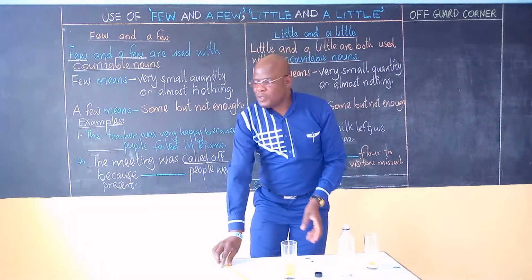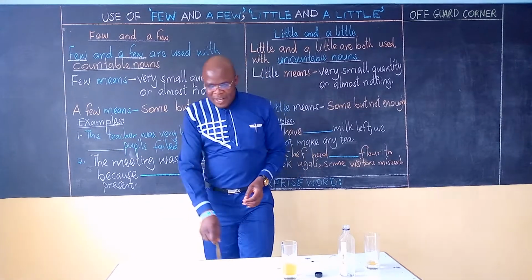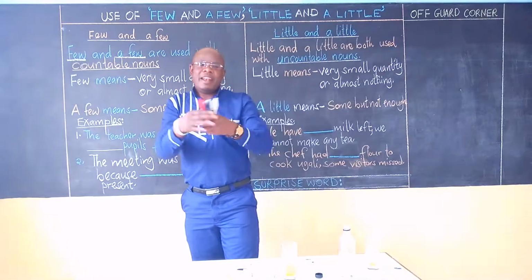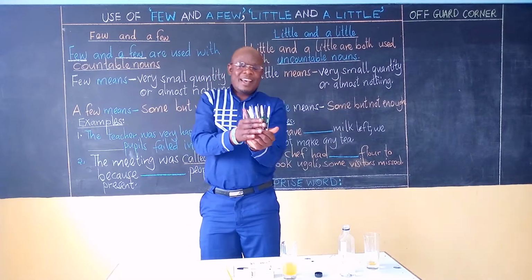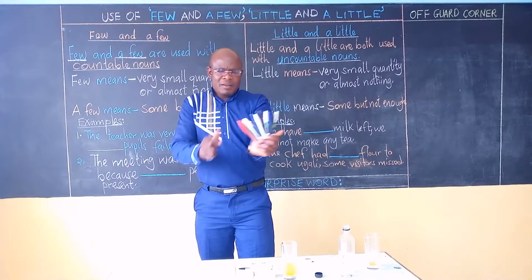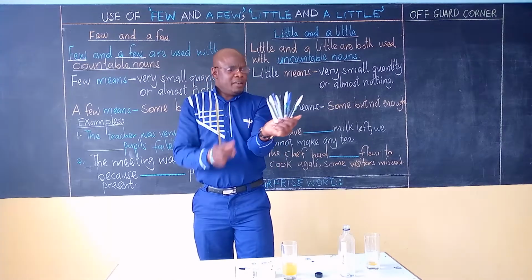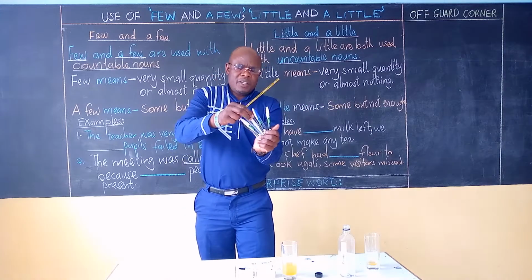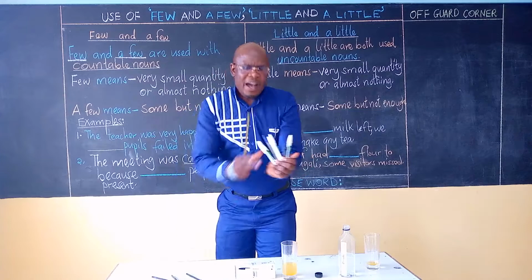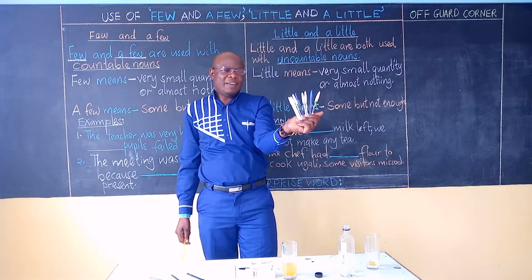I want us to now go to few and a few. See what I've got here? A number of pens. Maybe I need to drop some, and maybe I also need to get rid of black, so that, what do I have here? I have some blue pens and some white pens here.